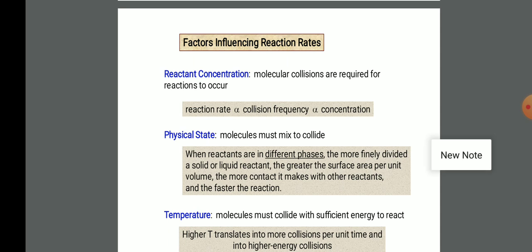The next factor is the temperature of the chemical reaction. Molecules must collide with sufficient energy to react. The higher temperature translates into more collisions per unit time and into higher energy collisions.